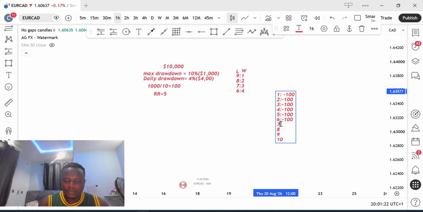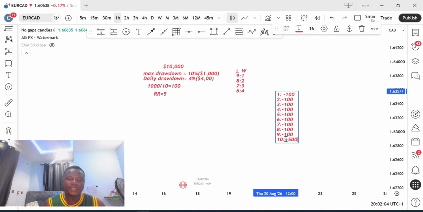Now we take our seventh trade and it is also a loss, minus $100. Our eighth trade is also a loss. Then our ninth trade is also minus $100. Then our 10th trade, we take it and it is a win. Now here, mind you, we are risking $100 to get 5. So 100 multiplied by 5 is equal to what? Plus $500. Do you understand?